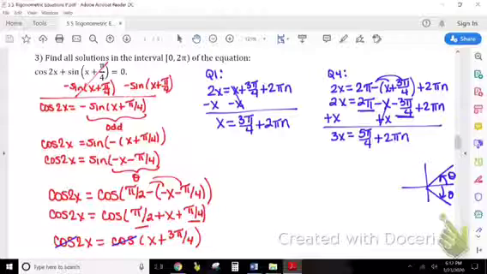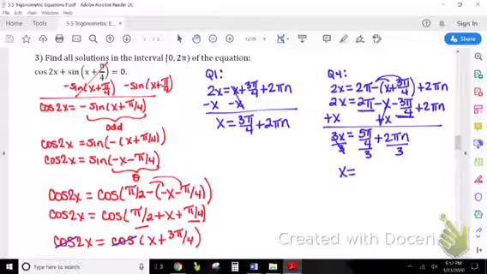But we're not done yet. We haven't solved for x, so we're going to have to divide everything here by 3. So this gives us x equals, remember dividing by 3 is the same as multiplying by 1/3. So we get 5 pi over 12 plus 2 pi n over 3.